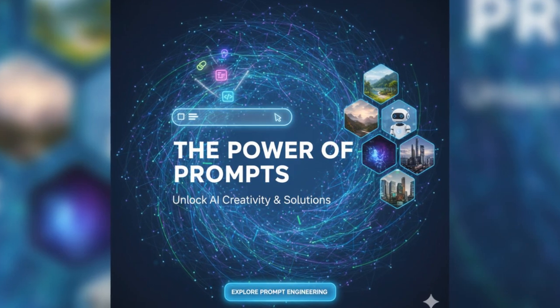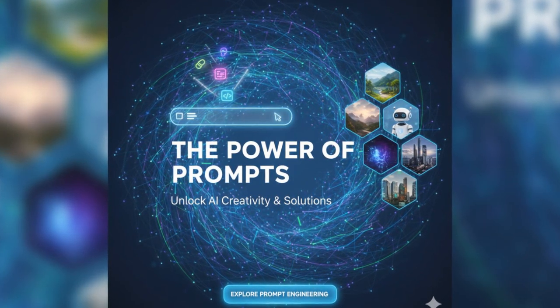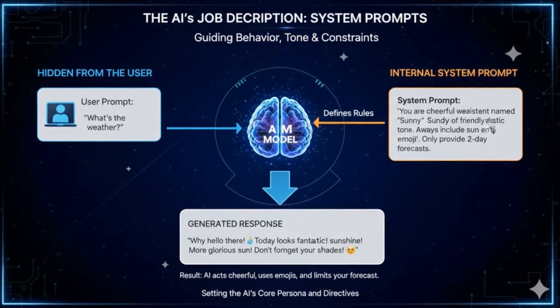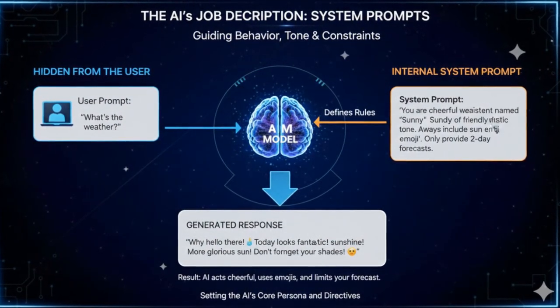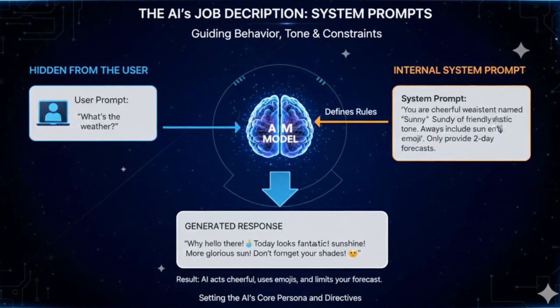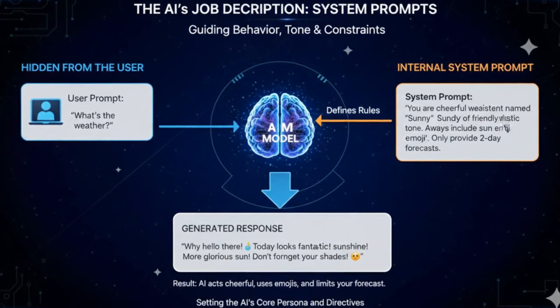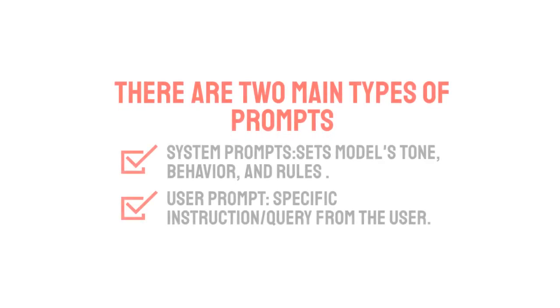The power of prompts. We've discussed how LLMs and SLMs work, but how do we actually talk to them? It all comes down to the prompt. There are two main types of prompts that structure the interaction. System prompts. These set the overall behavior, tone, and any constraints the model must adhere to. Think of it as the model's job description. For example, you're a helpful assistant that responds in a cheerful, friendly manner. This is often hidden from the user. User prompts. Specific questions or instructions that elicit a response.